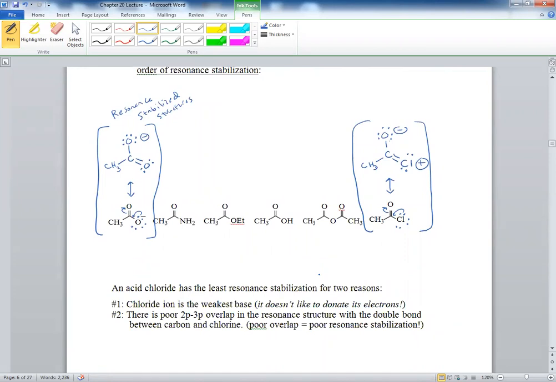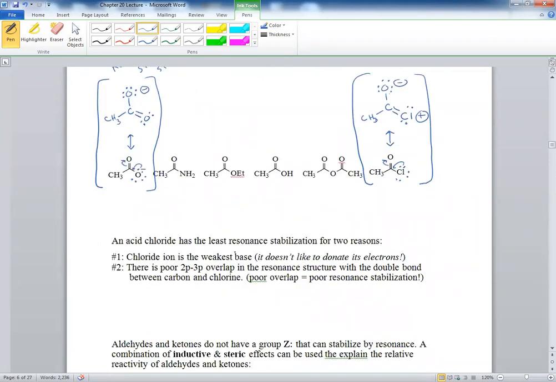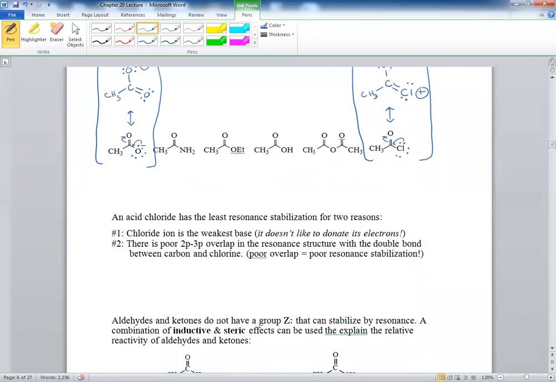And there's also another reason. An acid chloride has the least resonance stabilization for two reasons. Chloride ion is the weakest base, so it does not like to donate its electrons. And there's also a poor 2p, 3p overlap in the resonance structure with a double bond between the carbon and the chlorine. Poor overlap, poor resonance stabilization.